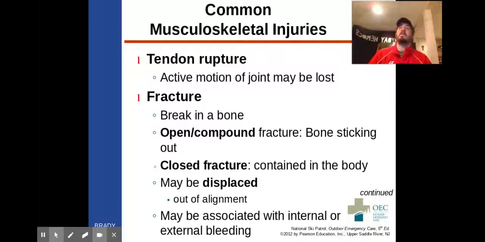Especially if you might nick an artery or a vein, you have a lot of blood loss there. So thinking about our pressure bandage, direct pressure, putting a tourniquet if we have to.